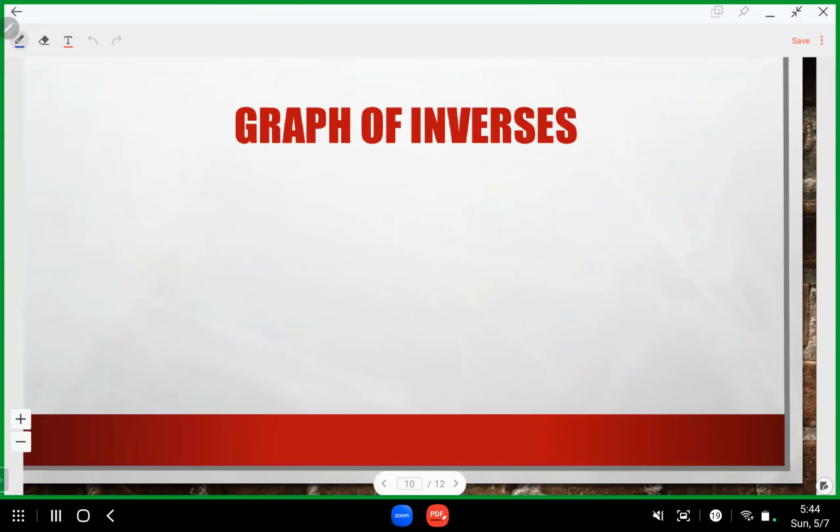Now let's move on to these graphs. The thing about inverses is that they are reflections of each other, not over the x-axis or even the y-axis, but over the line y is equal to x. And that kind of makes sense, right? Because we're switching the range and the domain. So it should be reflected over the line x is equal to y.